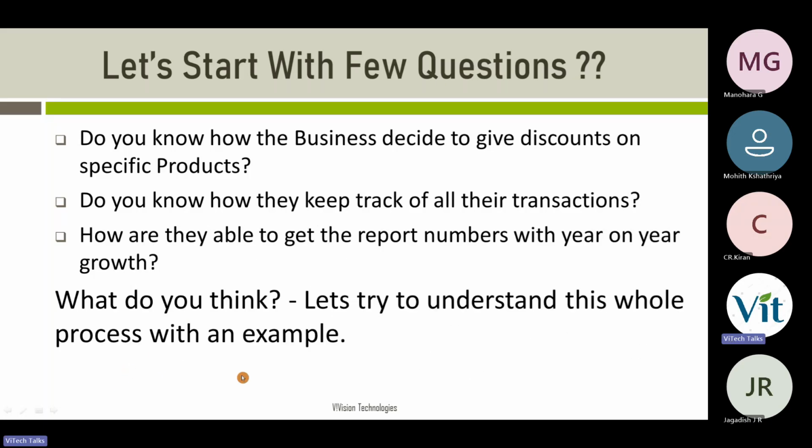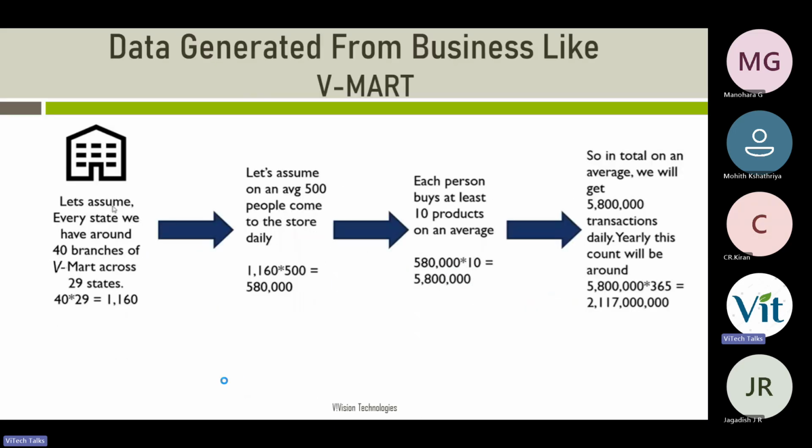So what do you think? Let's try to understand this process and how this is going to happen. Now we can consider that there is a VMart. Across 29 states we have 40 branches, so around it will come to 1160.